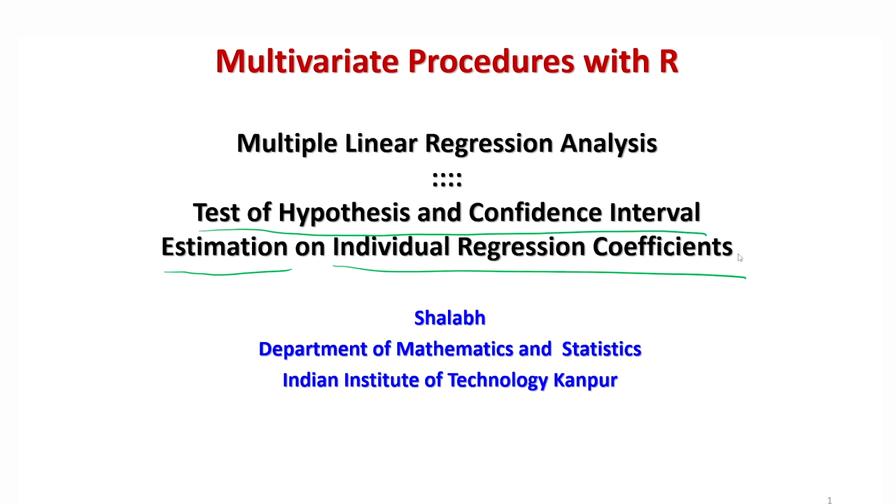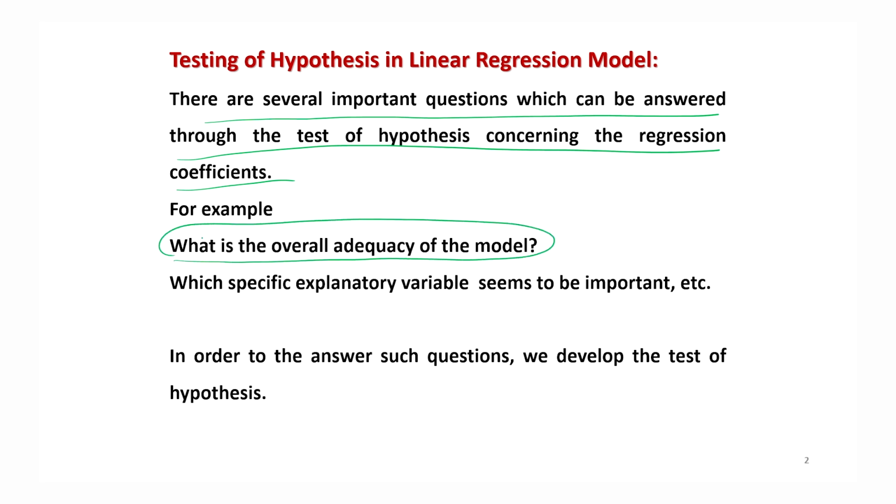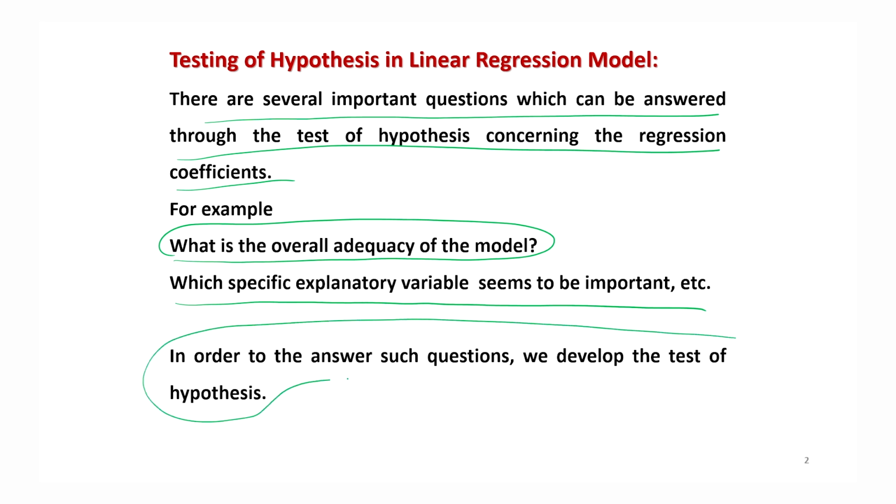Why individual? After some time I will give you the test of hypothesis where you would like to test the equality of more than 2 regression coefficients, that will be analysis of variance in the setup of multiple linear regression model. There are several important questions which can be answered through the test of hypothesis concerning the regression coefficients. For example, one important question is what is the overall adequacy of the model? Which specific explanatory variable seems to be important, etc. And in order to answer such questions, we develop the test of hypothesis for the individual regression coefficients.